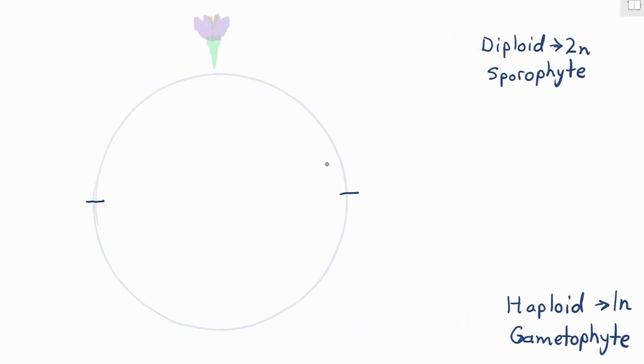Alright, so now let me start labeling this life cycle. Starting with the sporophyte, it is going to go through meiosis, which means that its genetic information inside the cell is going to go from diploid to haploid. So two sets of chromosomes to one set of chromosomes. And the result of a sporophyte going through meiosis is going to be spores.